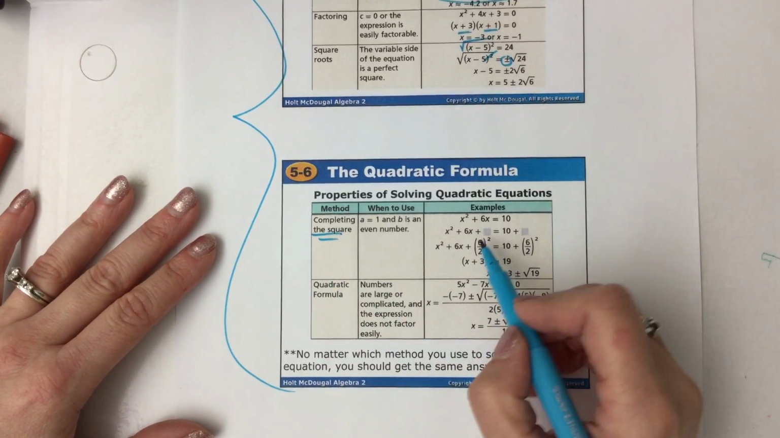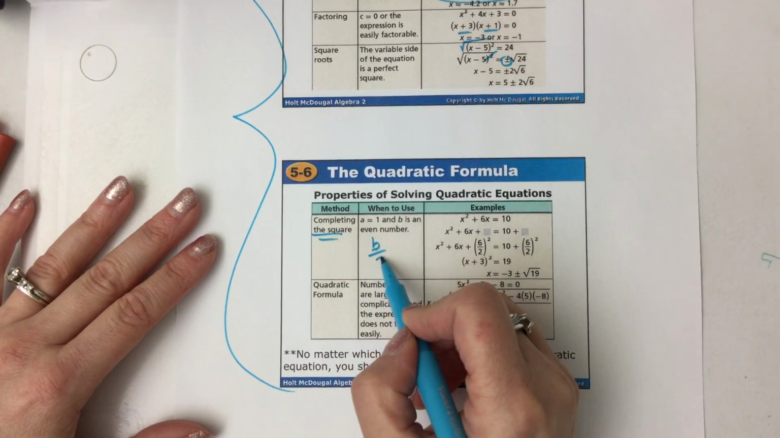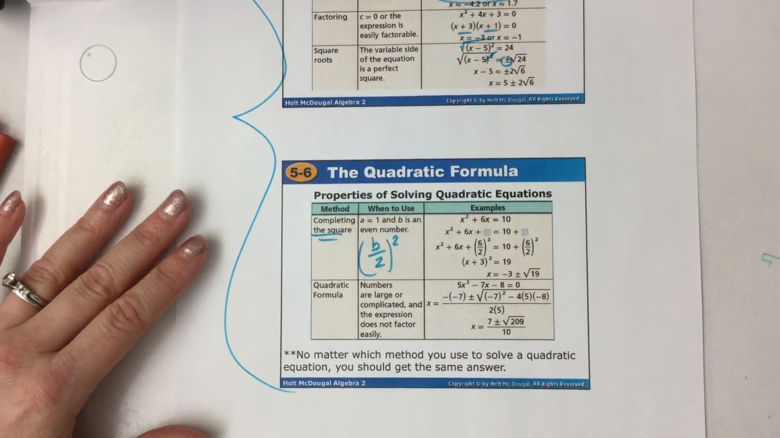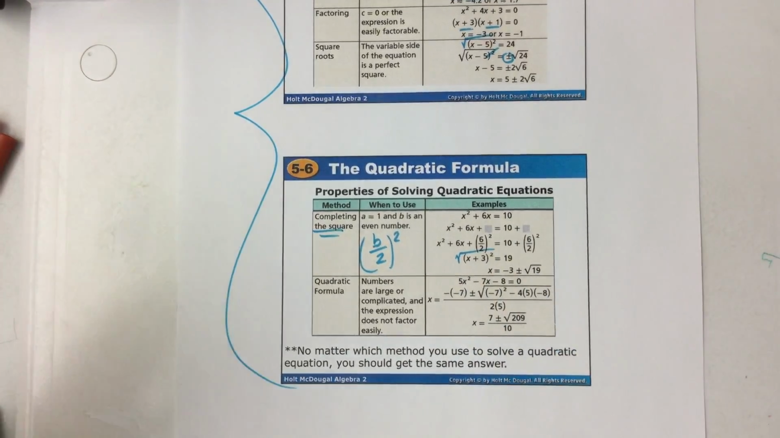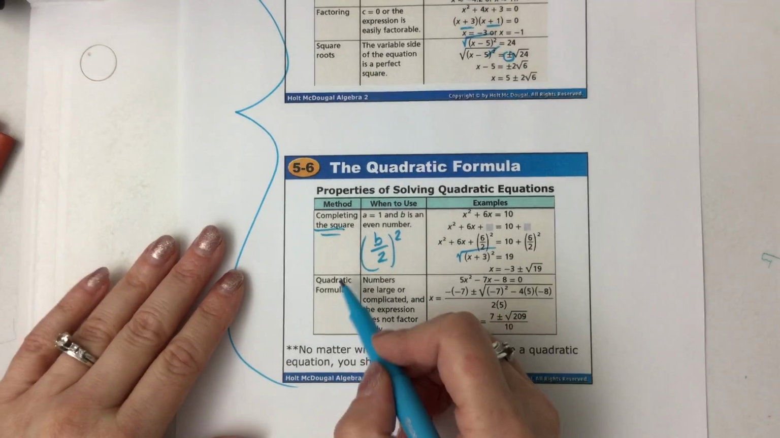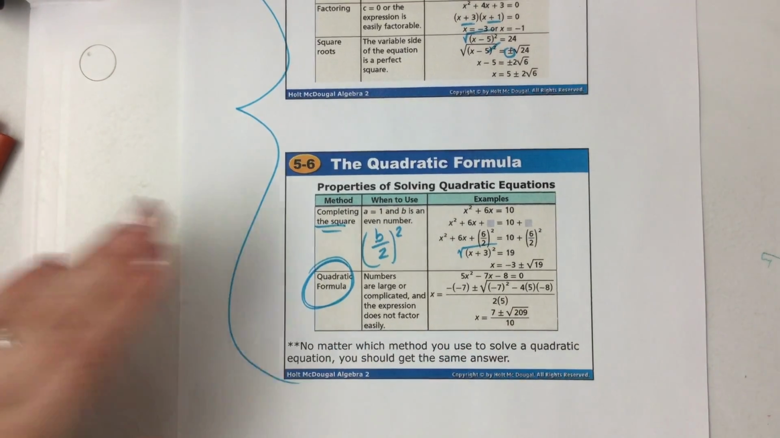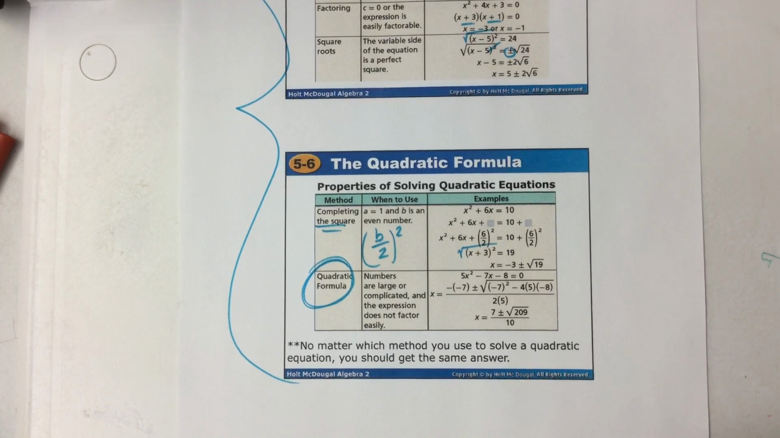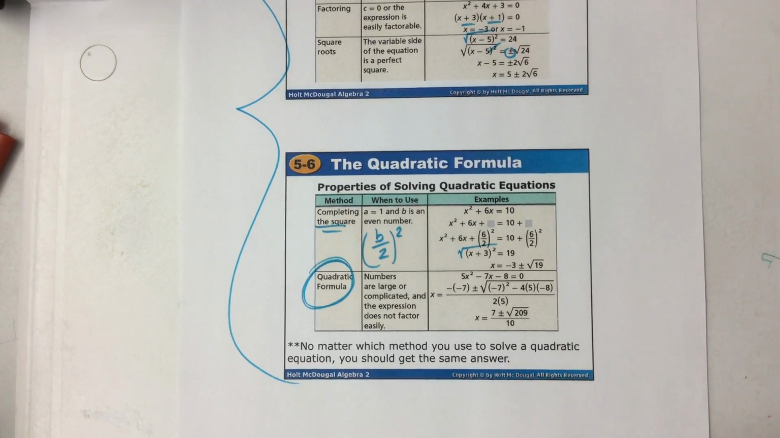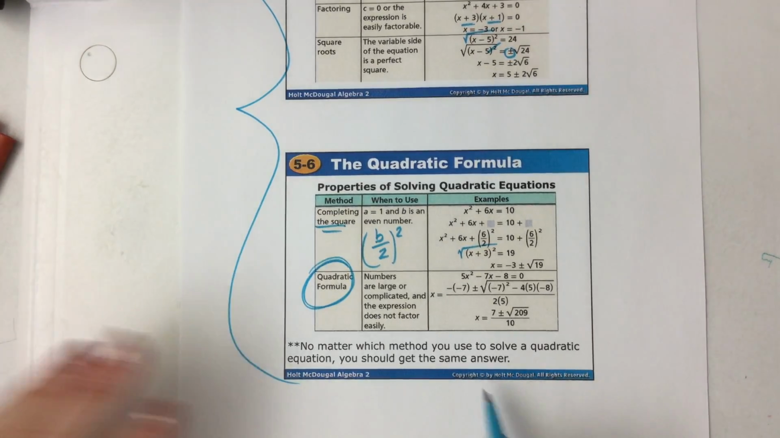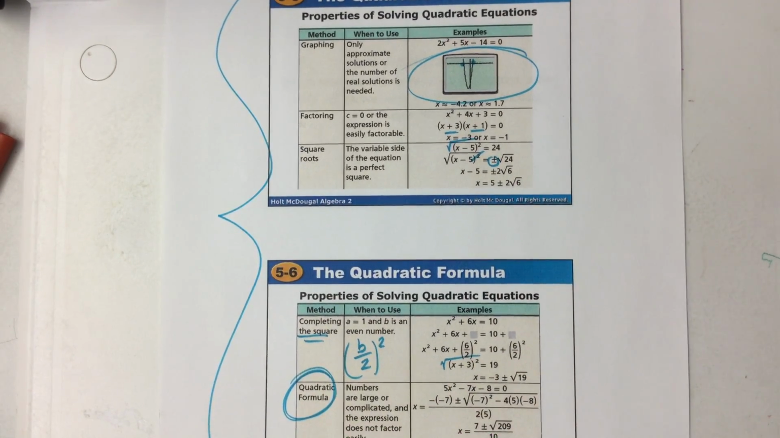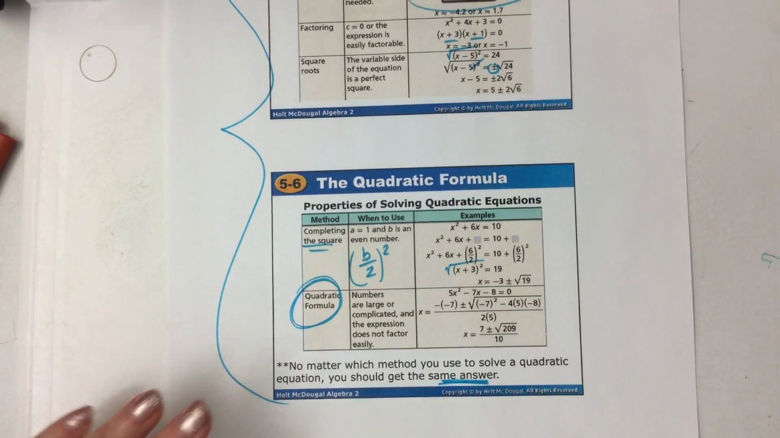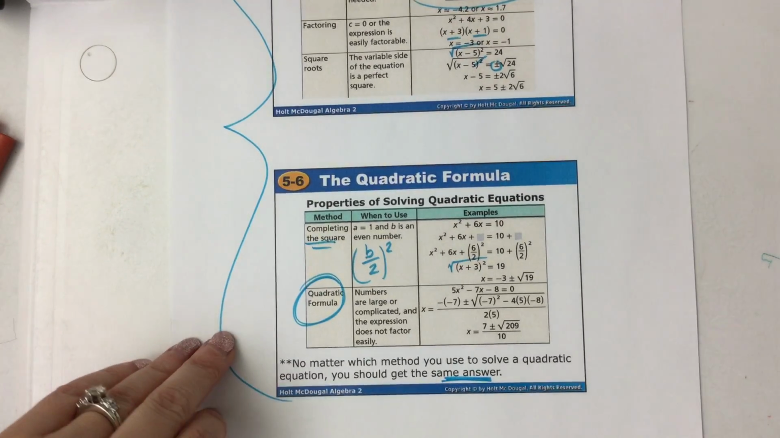Completing the square, that's the magic number where you take b divided by 2 and square it. And again, you need to know how to factor and how to use square roots and the quadratic formula. That's what we just looked at today. It says no matter which method you use to solve a quadratic, you should get the same answer because all of these methods are doing the same thing. You're trying to identify if you graph the parabola, where would it cross the x-axis?